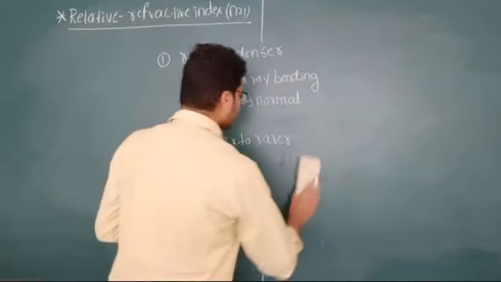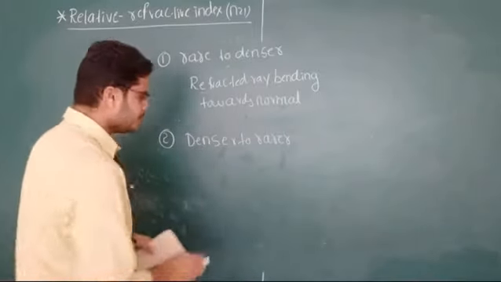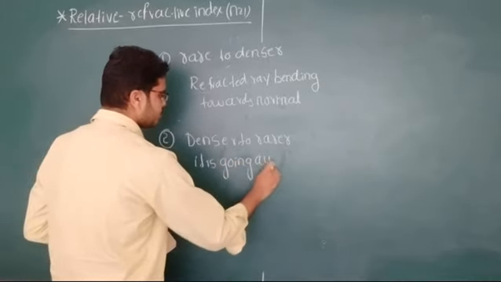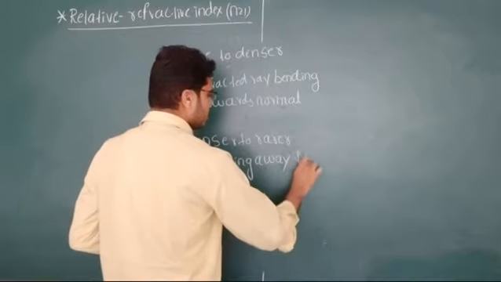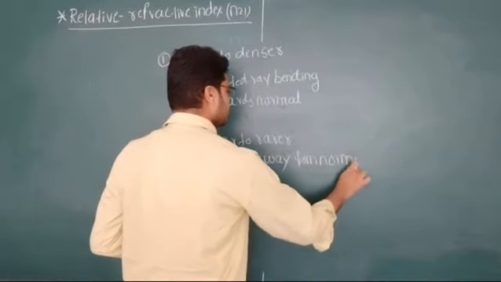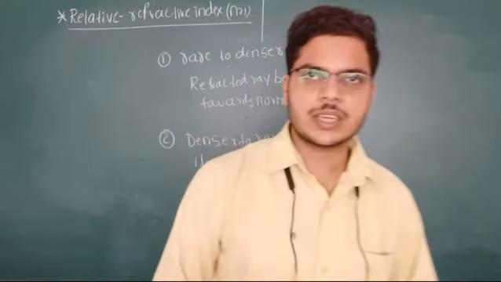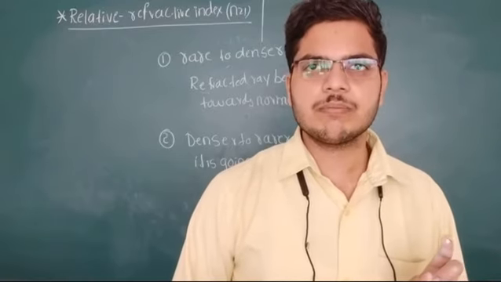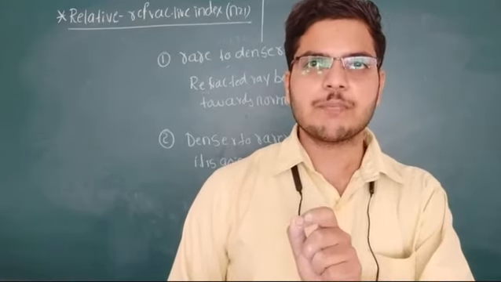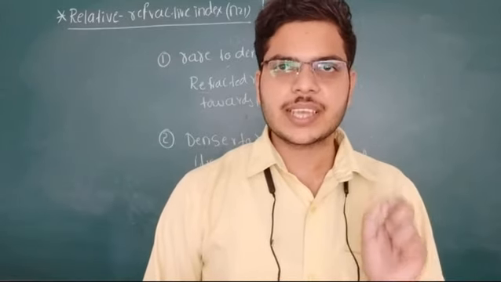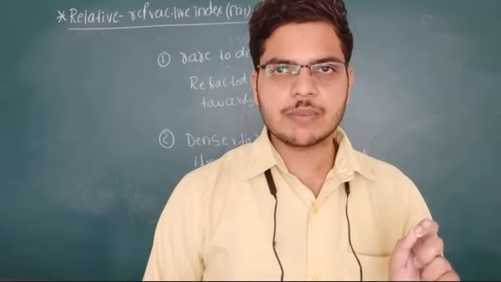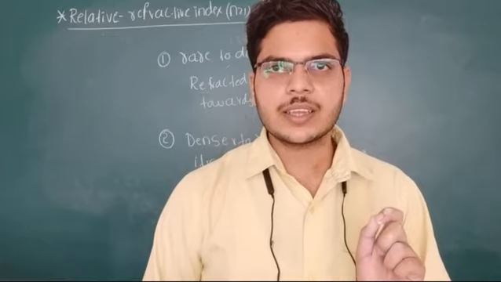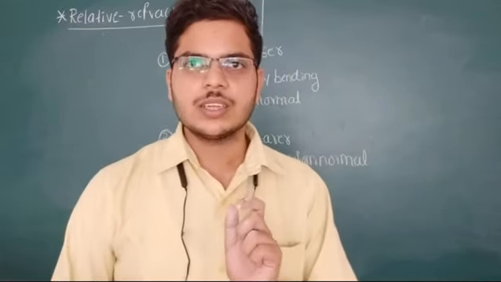Therefore, when the ray of light is traveling from denser to rarer medium, it is going away from the normal. This is the main thing we must conclude. When the ray of light is traveling from rarer medium to denser medium, the refracted ray is bending towards the normal. When the same ray of light is going from denser medium to the rarer medium, then the refracted ray is going away from the normal. You must remember this one.